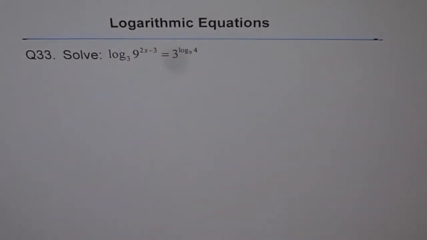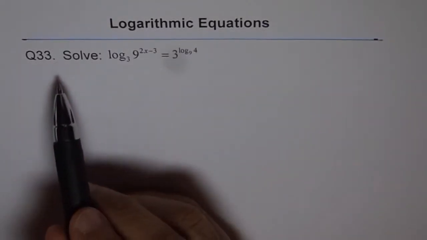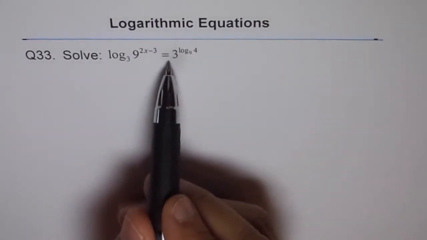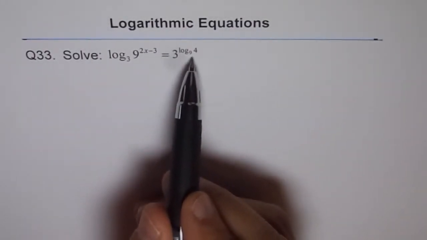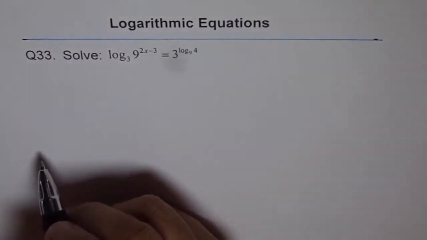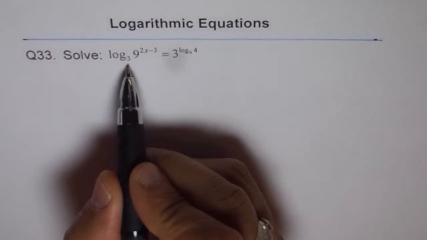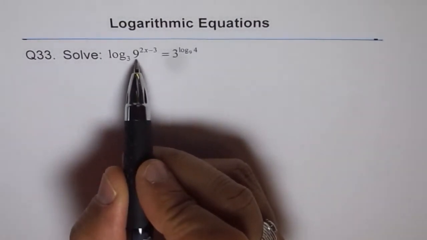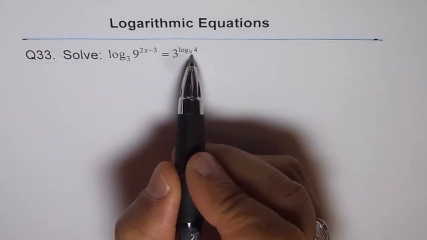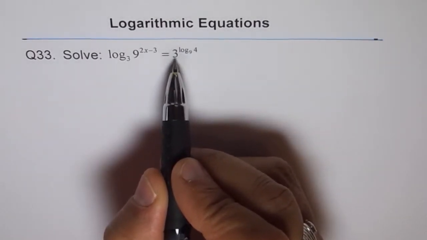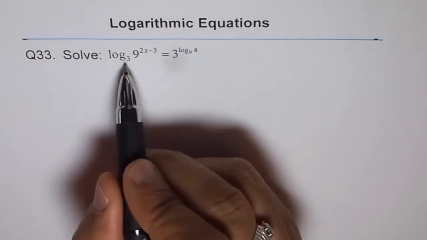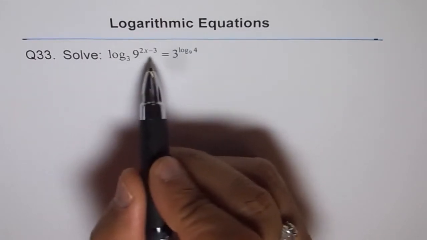Logarithmic equations, question 33. Solve log base 3 of 9 to the power of 2x minus 3 equals 3 to the power of log base 9 of 4. Now in this equation, the base is 3, but this number is 9, which could be written as 3 squared, correct? And here it is 3, and this is 9, so I could write 3 as 9 to the power of a half, the square root of 9, correct? So I will transform these two numbers and rewrite this equation.